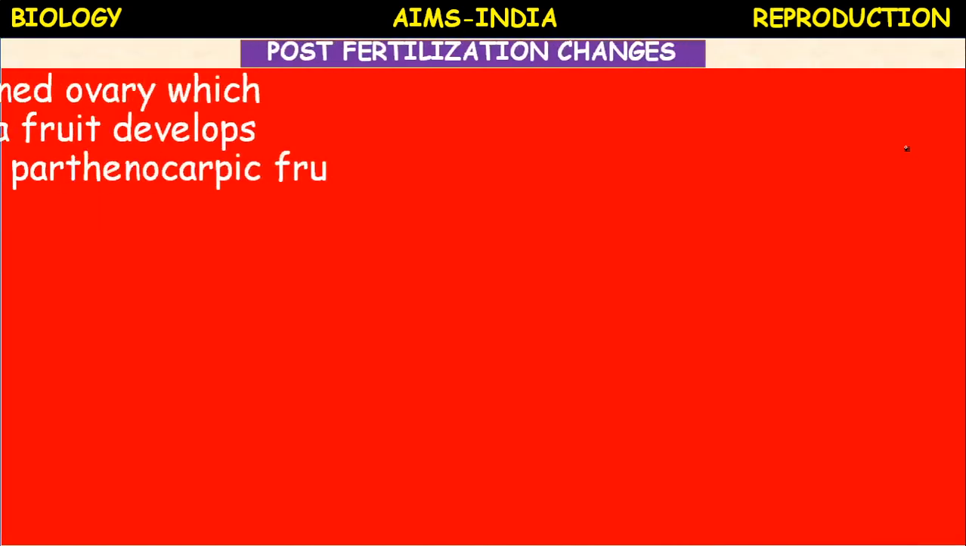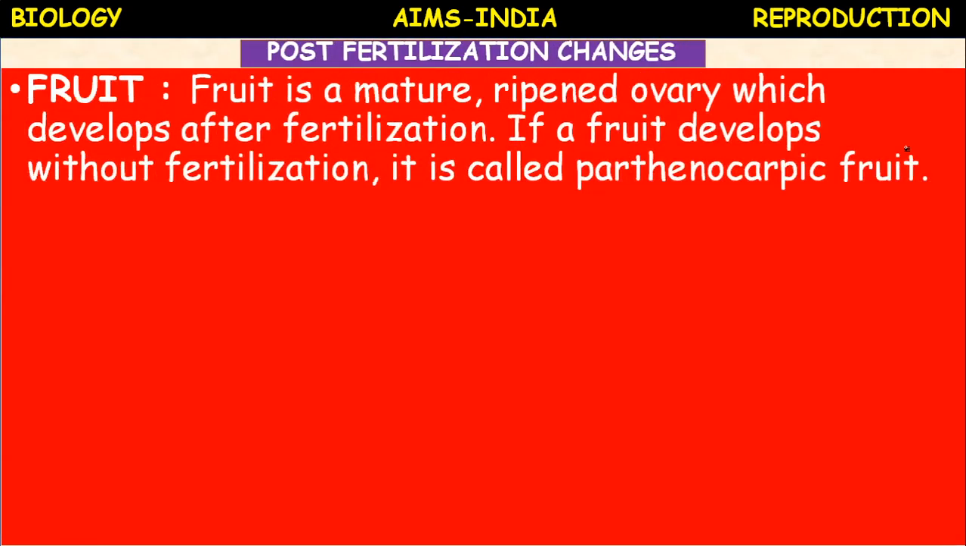Next, post fertilization changes. What are the changes that occur after fertilization, or we can say formation of fruit and seed? In angiosperms, the seed is the final product of sexual reproduction. It is often described as a fertilized ovule. The seeds are formed inside the fruit. Fruit is a mature, ripened ovary which develops after fertilization. If the fruit develops without fertilization, then it is called a parthenocarpic fruit. A parthenocarpic fruit is the fruit without seeds. Seedless fruits we will say, that is parthenocarpic fruit.